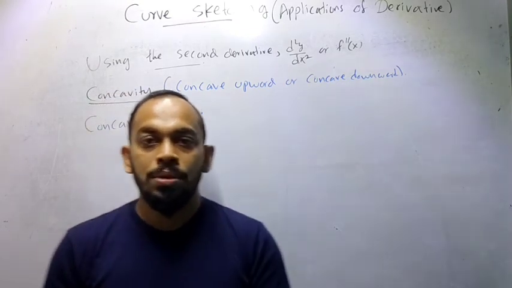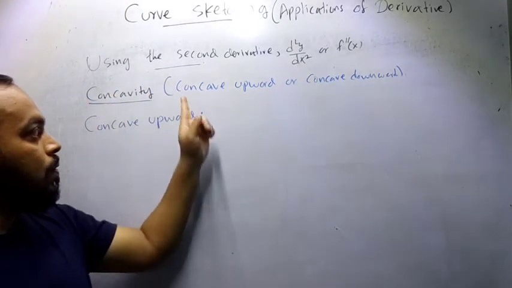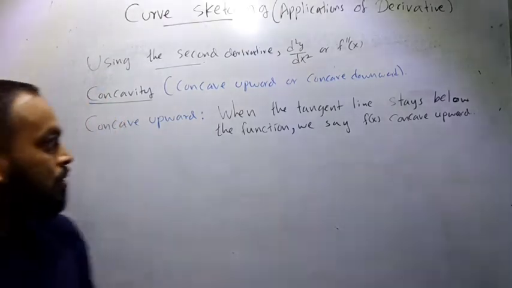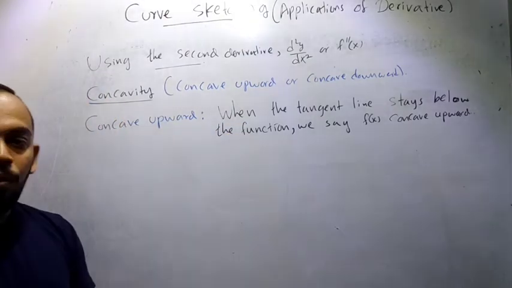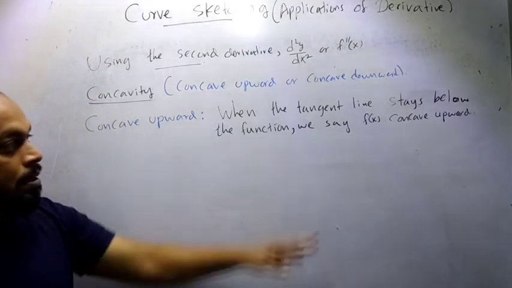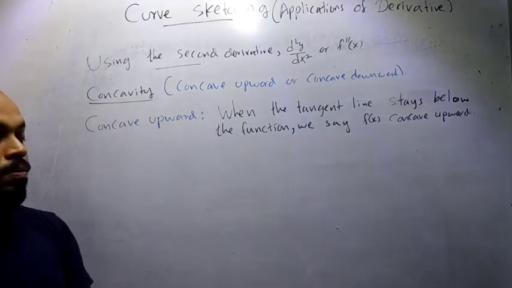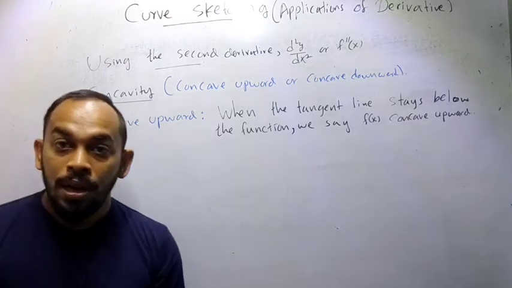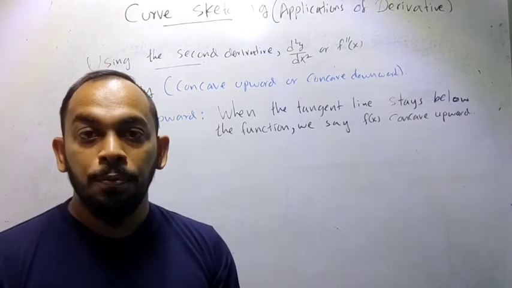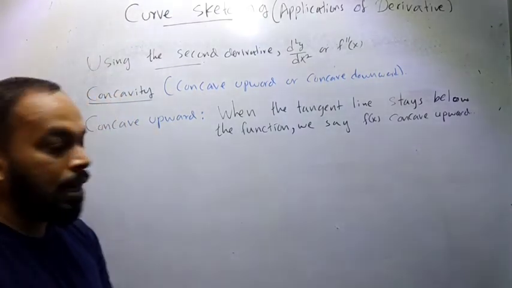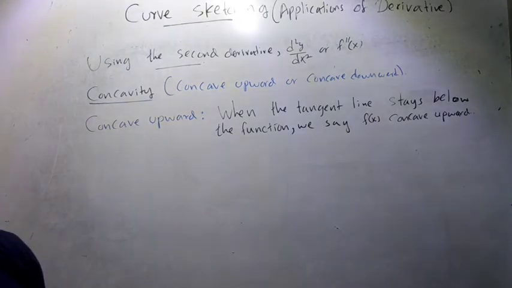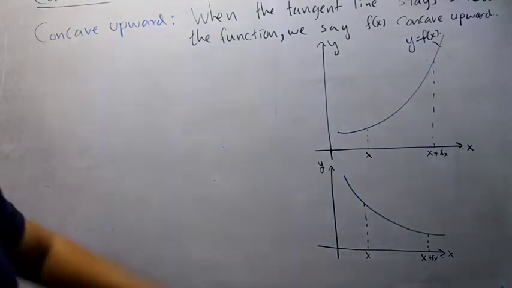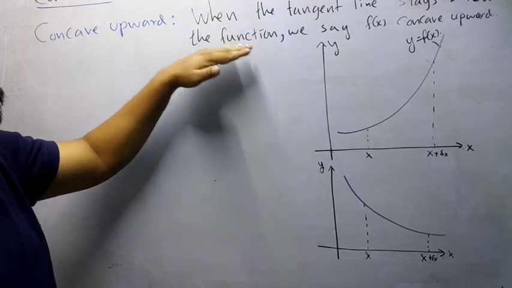So let's introduce the first one. What is meant by concave upward? When the tangent line, you know what a tangent line is, stays below the function, we say that the function is concave upward. So let's look at the intuition now. These two are the cases where the tangent line stays below the function.